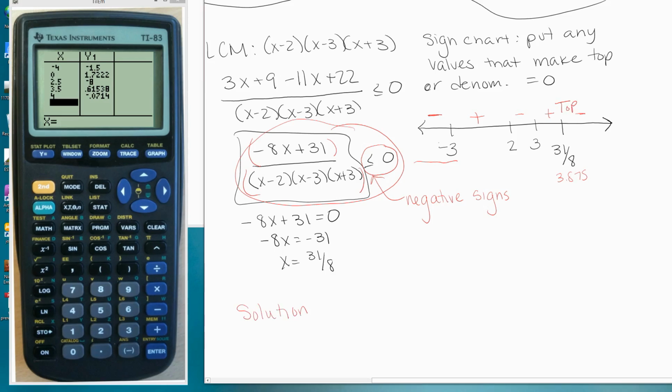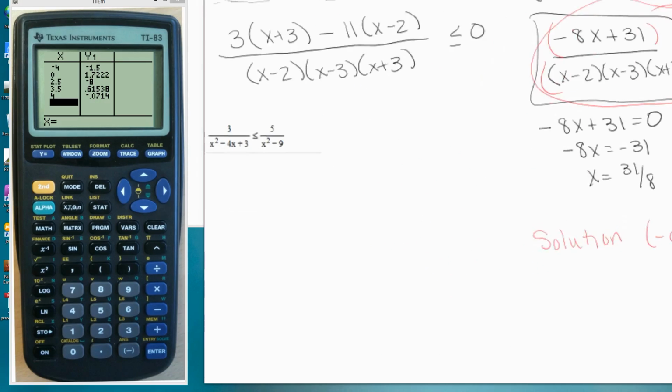So our solution here, so we want the negatives, so we want this interval, which would be negative infinity to negative 3. Now, since the negative 3 came from the bottom, we have to use a parenthesis there. Union 2 to 3. Both of those, again, were from the bottom, so we have to use parentheses. And then, since we want 31 over 8 to infinity, since that one came from the top, we can use bracket 31 over 8 to infinity. Okay, so that's how we do that one.